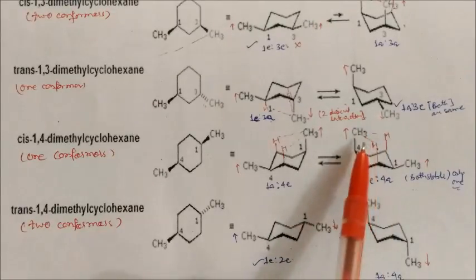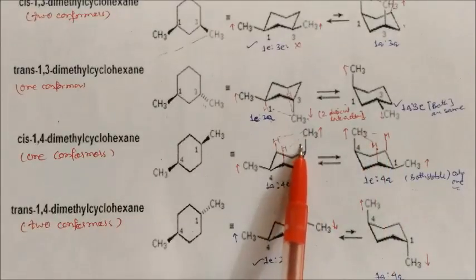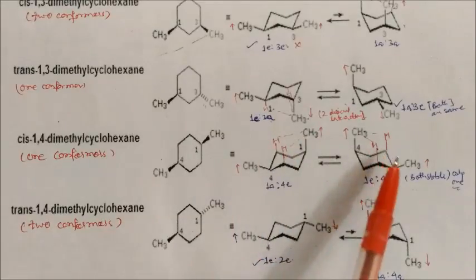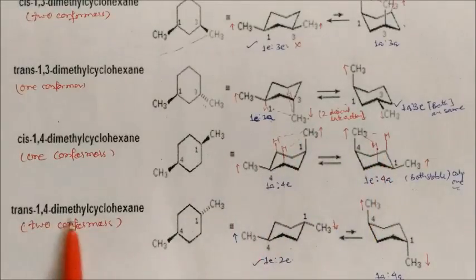There are two 1,3-diaxial interactions. In this case also, there are two diaxial interactions, CH3 with hydrogen. So both have only one conformer. Trans-1,4-dimethylcyclohexane will have two conformers. Let us see how. This is the diagram.